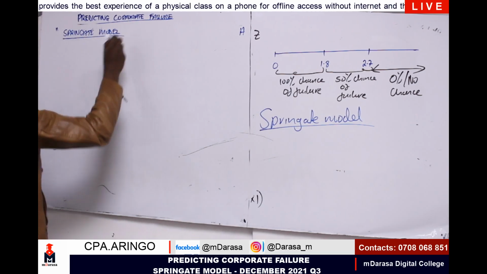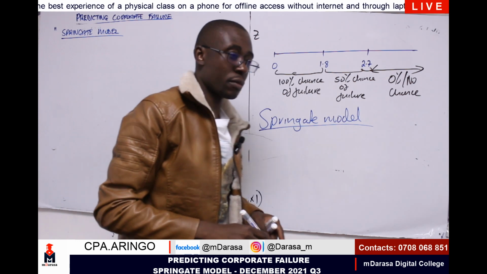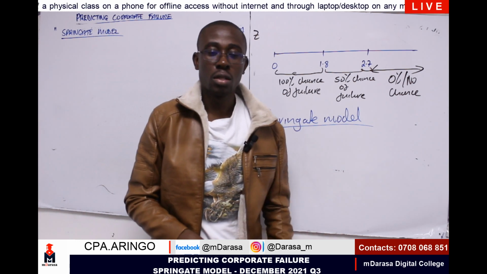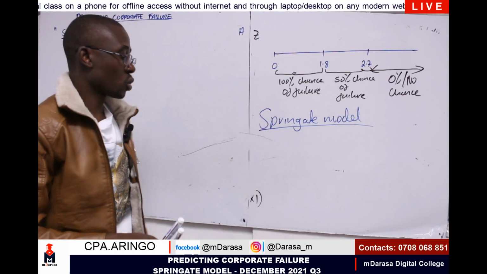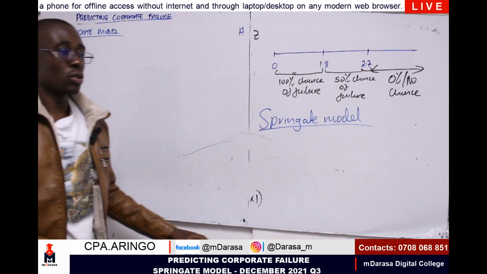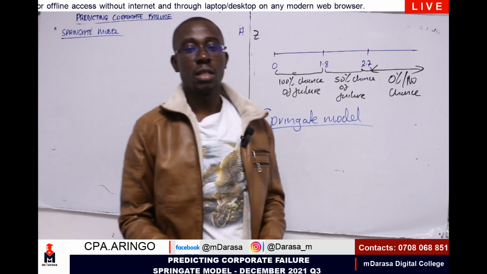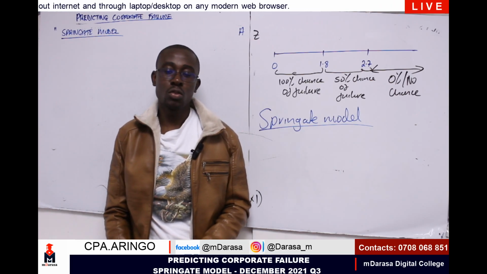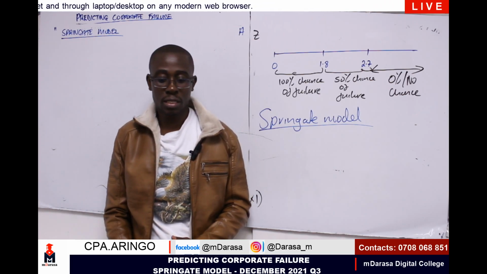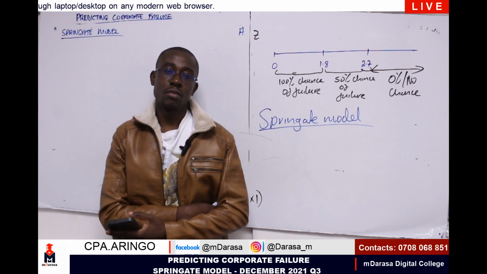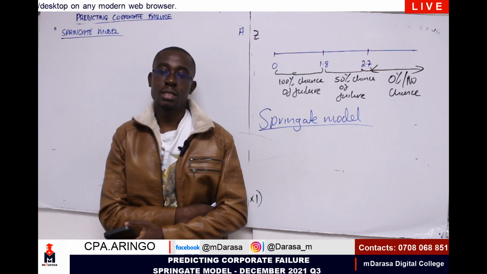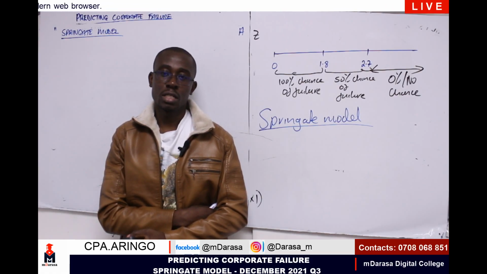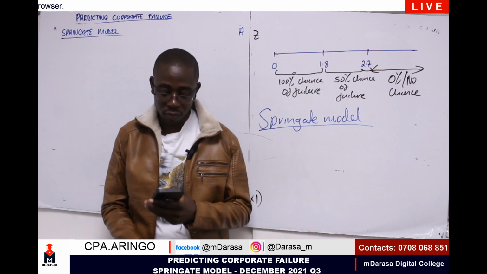You'll find that this model of predicting corporate failure is similar to Altman's Z-score. It is also used in companies which are not within the manufacturing industry. For Altman's, we mentioned that it is used majorly to predict bankruptcy in the manufacturing sector or industry. But for Springate, this cuts across; it is not only for manufacturing firms, but also outside manufacturing firms.